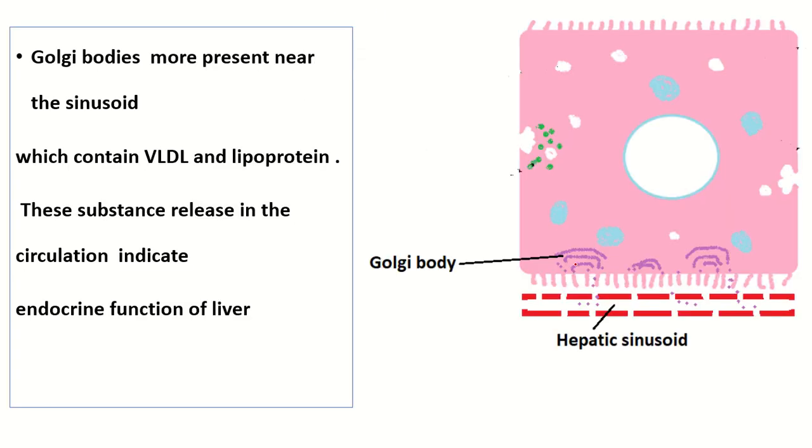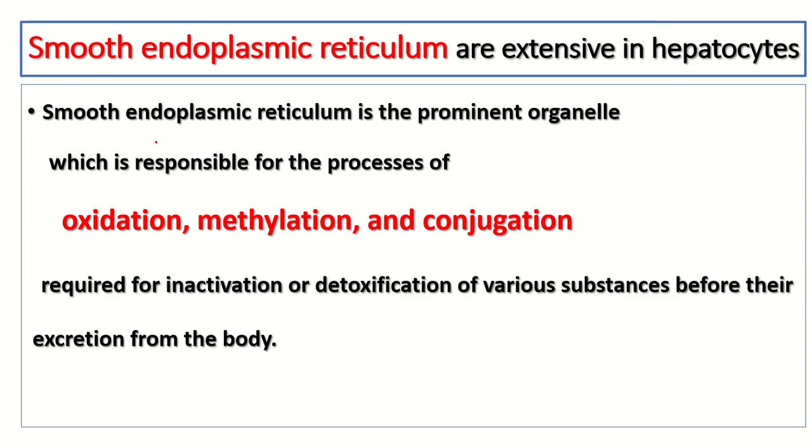The Golgi bodies are present near the sinusoid and they contain VLDL and lipoprotein. This substance released into the circulation indicates the endocrine function of the liver. Smooth endoplasmic reticulum is the prominent organelle which is responsible for the processes of oxidation, methylation, and conjugation, required for the inactivation or detoxification of various substances before they are excreted from the body.